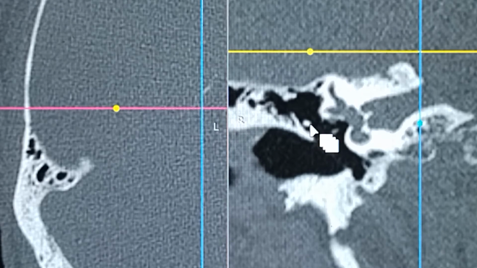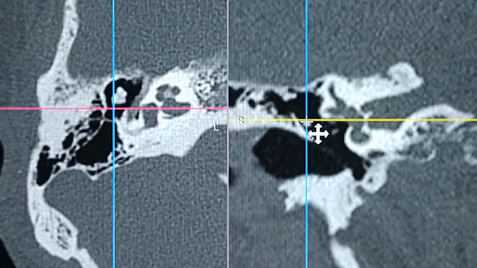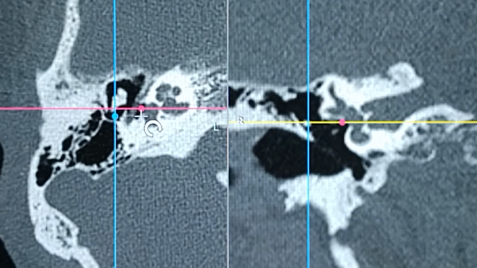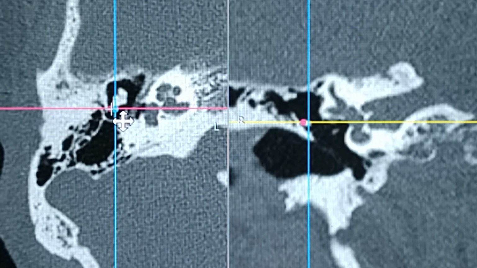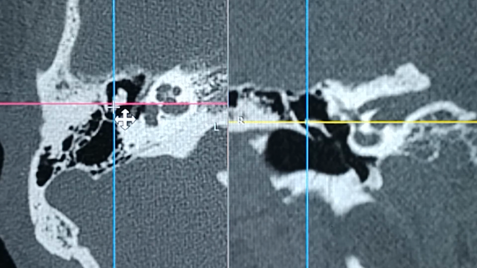ossicles. Now what you can see, the faint shadow over here is the short process of the incus, which keeps on going posteriorly. So if I focus my navigation on this point particularly, you can clearly see that that point is basically the short process of the incus lodged in the fossa incudis. So this is a faint point, the most posterior aspect, and that is the short process of the incus. So if I keep my navigation here, you can see still the incus.